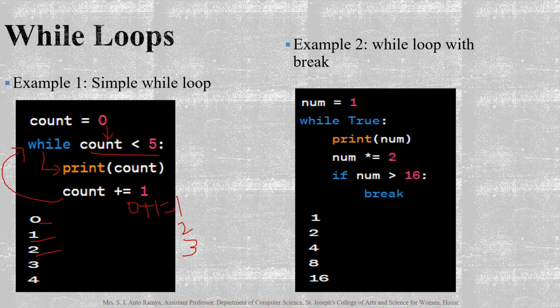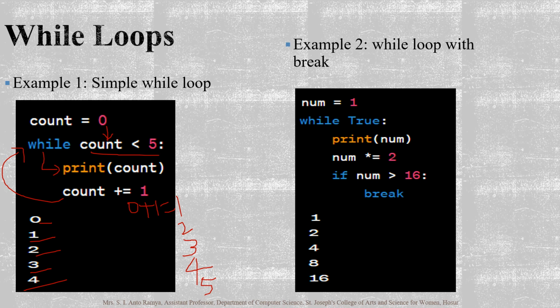Now the count value is 3. Go back to the while loop again. 3 less than 5 is again true. Print count. You can see the output 3 has been printed. Count is equal to count plus 1, so now count value is going to be 4. Again go back to the while loop. 4 less than 5 is true. Print count. The 4 value has been printed. Count is equal to count plus 1, so now count value is going to be 5. Again go back to the while loop. 5 less than 5 is false. So now this while loop is going to break. It will stop once the condition is false.